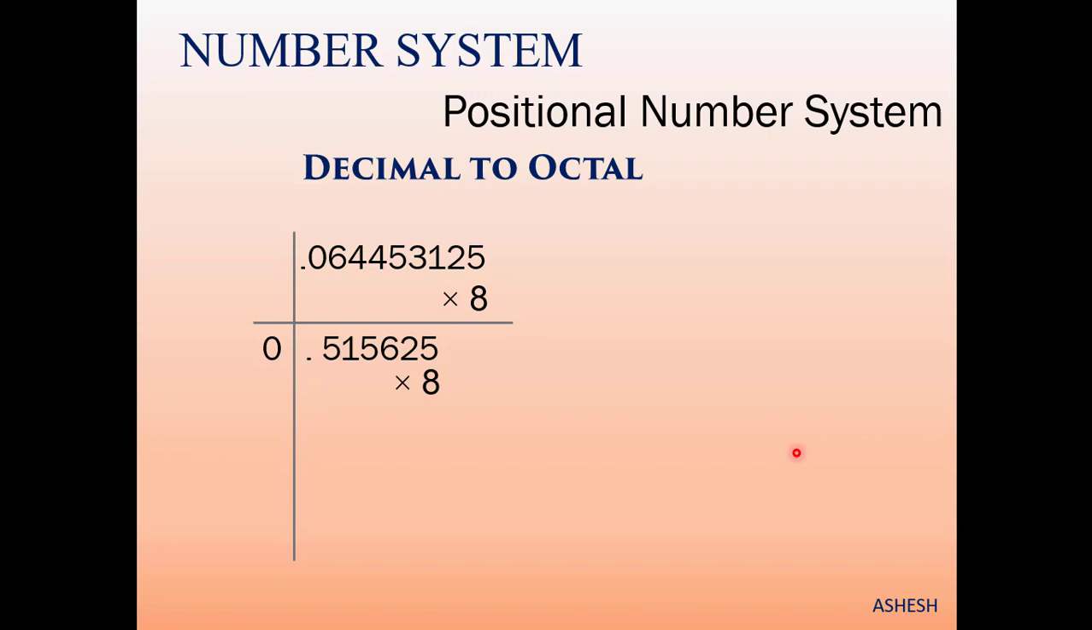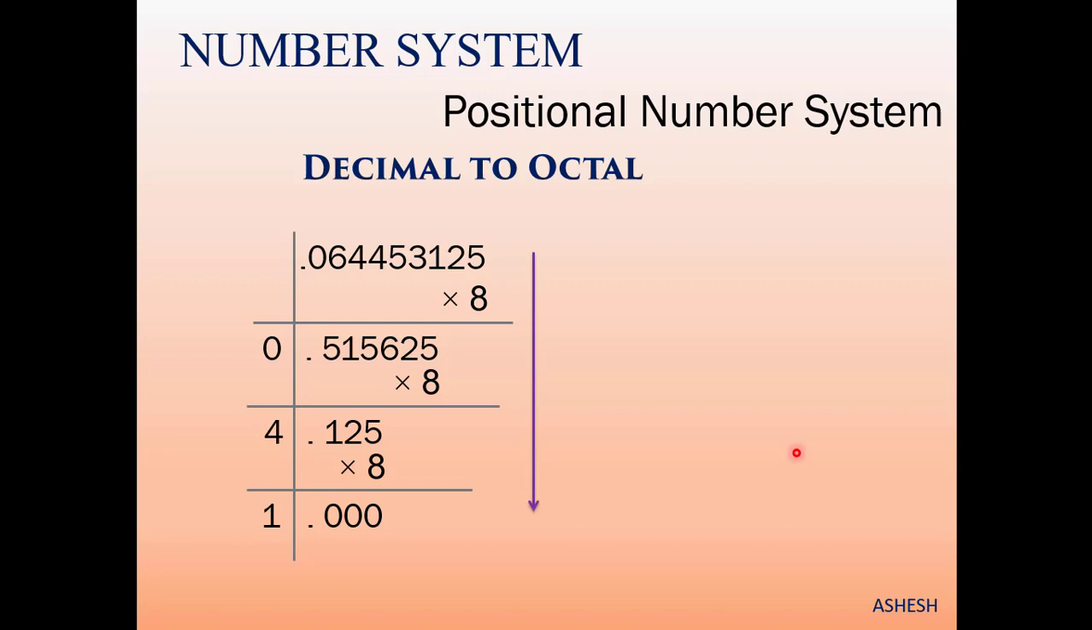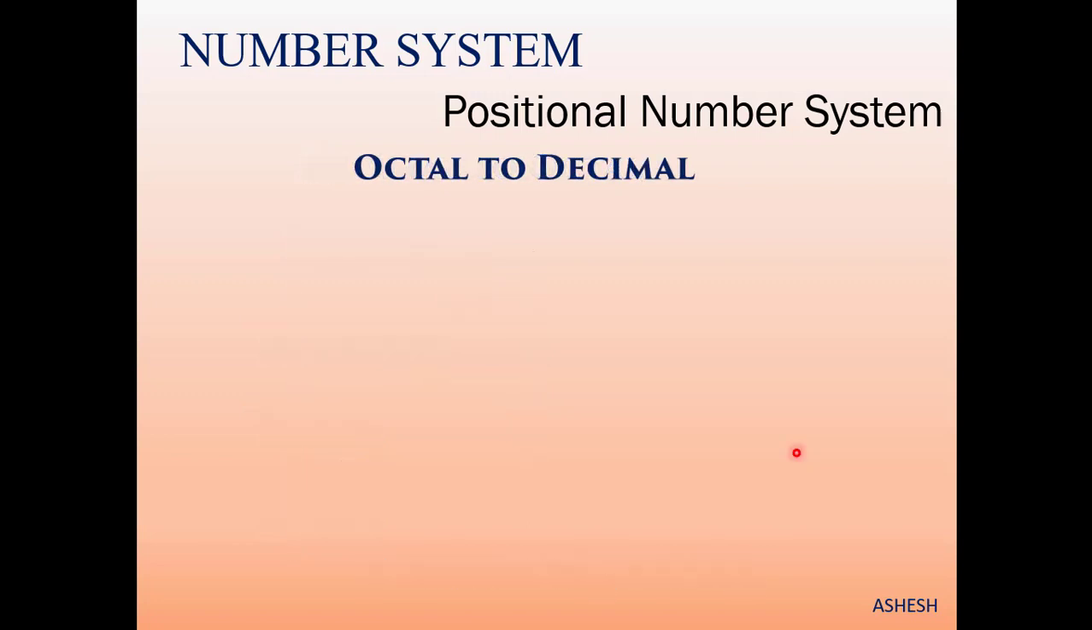Again we'll multiply that number by 8, then we'll get 4 as integer and the fraction is 0.125. Again we'll multiply that 0.125 by 8. We will get 1 as integer and 0.0 as fraction or no fraction. So our answer will be 0.041. Okay, next one.